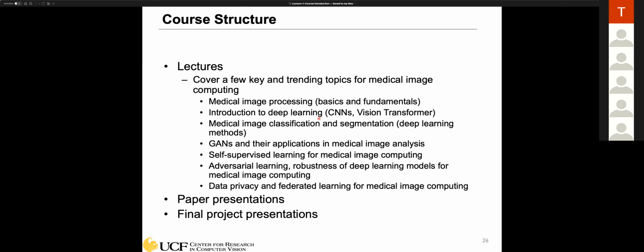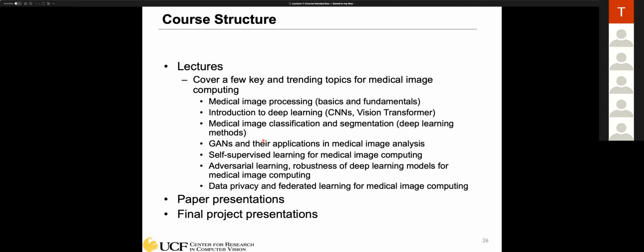Okay. Next, I will have a brief introduction to deep learning. Some students may not know a lot about deep learning, so consider this a crash course. It will introduce the fundamentals of convolutional neural networks, and also the most recent vision transformers, which are gaining a lot of attention in the vision community. So I will also talk about that.